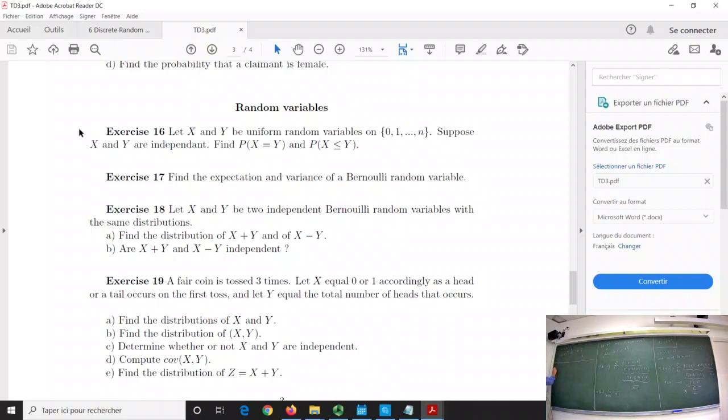We have obtained that the probability that X is less than Y is equal to what? So I summarize what I have obtained. It's the sum from k equal to 0 to n of k plus 1 over n plus 1 squared. I can remove the 1 over n plus 1 squared from the sum because it is independent of the index k. And I have this sum to compute.